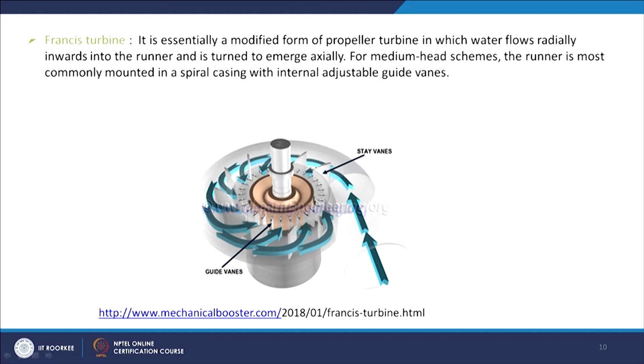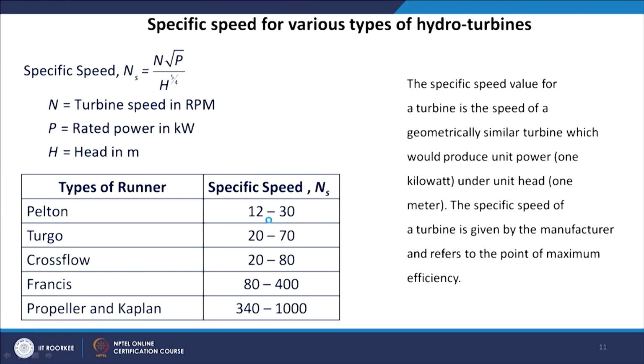So, here water is coming radially inwards into the runner and is turned to emerge axially, then it is going in this direction. So, this is the flow of the Francis turbine, and for medium head schemes the runner is most commonly mounted in a spiral casing with internal adjustable guide vanes. So, these are the guide vanes, internal adjustable guide vanes. These are the different types of turbines which are used in hydropower production.